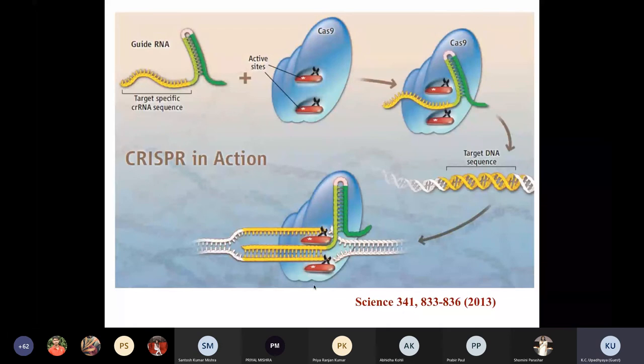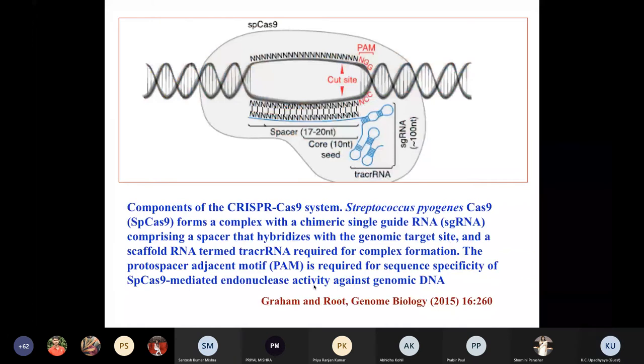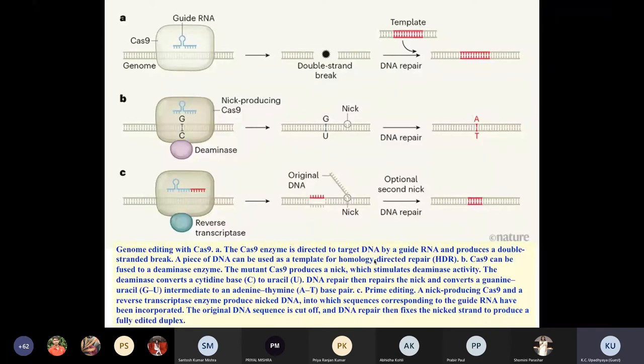There's a spacer, a 17-20 nucleotide long sequence, and the protospacer adjacent motifs that are required for these sequences. Then you have a trans-CRISPR RNA that makes the complementary sequences and makes the cleavage. Then, of course, a lot of discoveries took place: the guide RNA, the nick-producing Cas9, and then they've been modified. These are all applications of this.